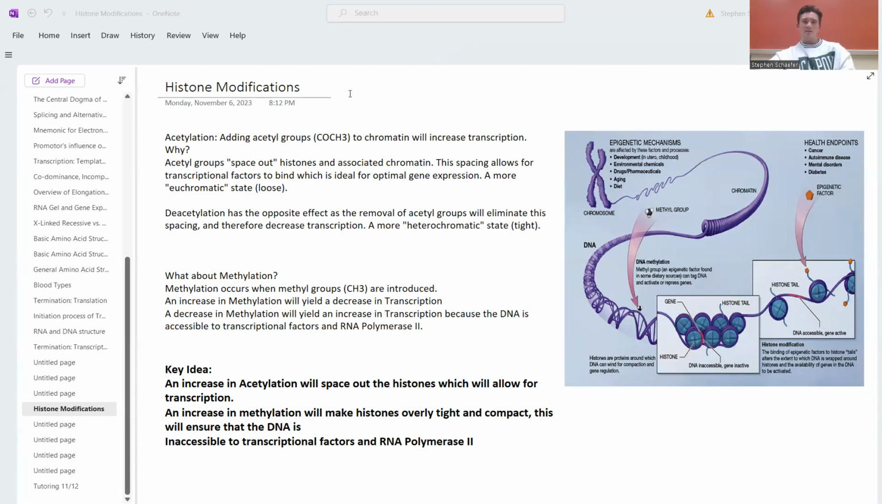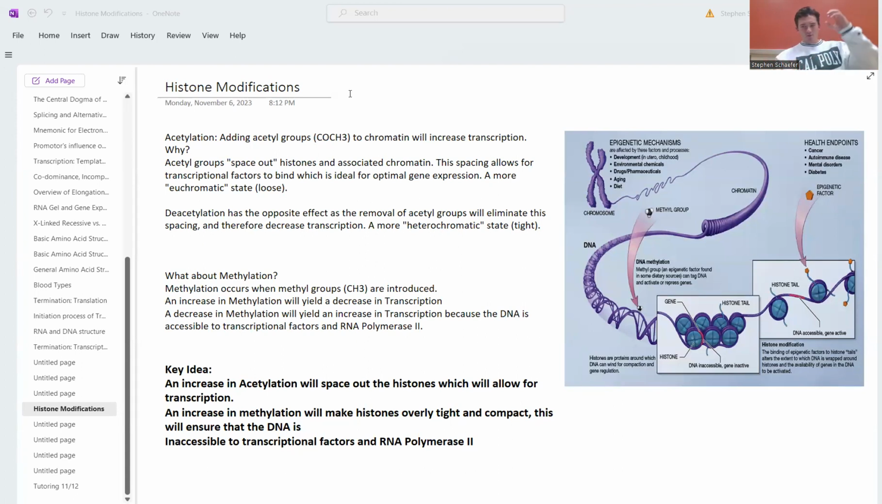So what is acetylation? Acetylation is a process of adding acetyl groups, so COCH3, to chromatin. This will further increase transcription. But why is this occurring? When we have our acetyl groups being introduced to our histones and chromatin, they're binding in a manner that is going to space out our histones and chromatin.